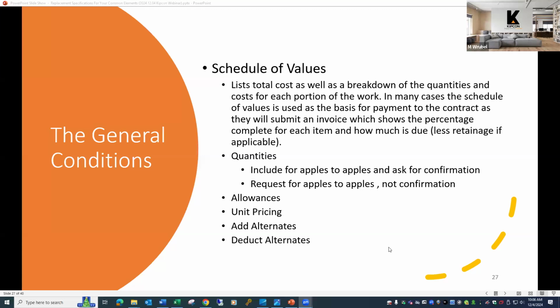Schedule of values, we touched on this a little bit, about base bids and unit pricing and what that means.